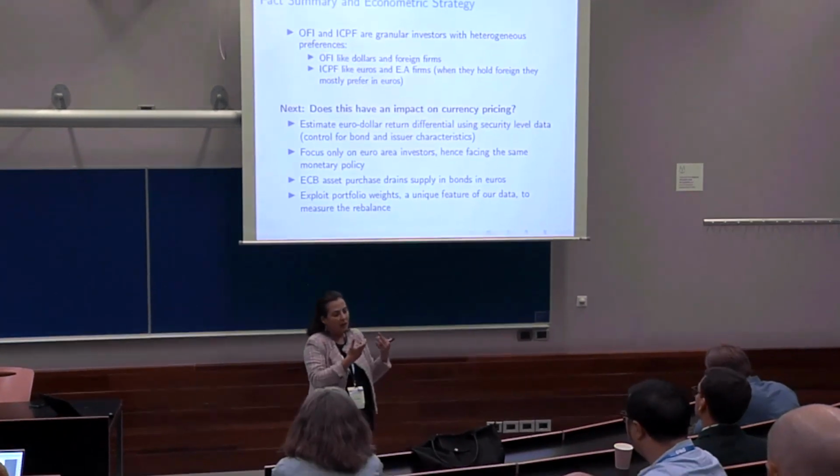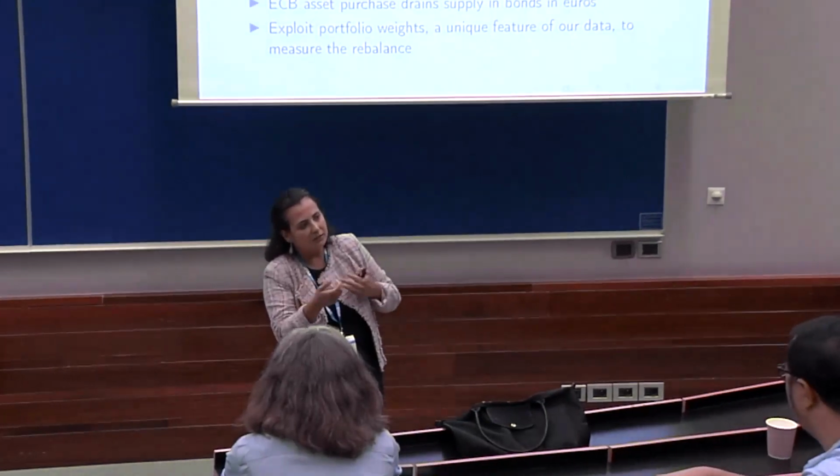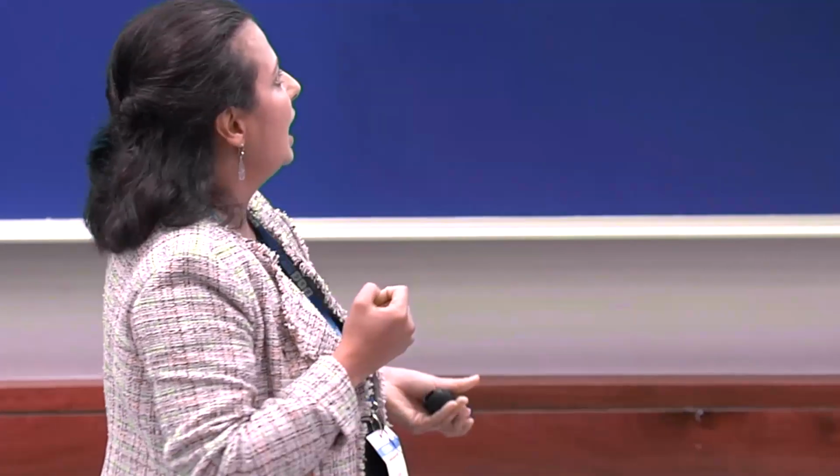Because if only the good firms borrow in dollars and only the bad firms borrow in euros, what would be driving the difference, if we saw aggregate data, could be selection. The fact that we have security level data allows us to control for all those things. We're going to have only euro area investors, so they're facing the same monetary policy. And throughout our period, what's shocking the supply of euro bonds is going to be the ECB asset purchases. We're also going to exploit portfolio weights, which is a very unique feature of our data, which allows us to calculate return differentials within an investor portfolio.